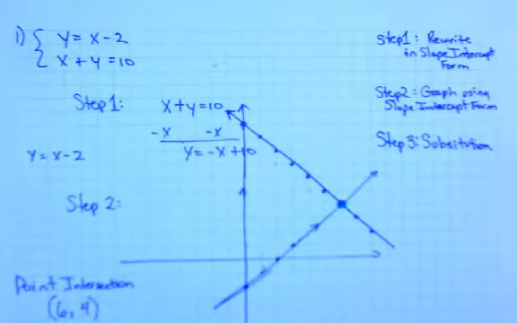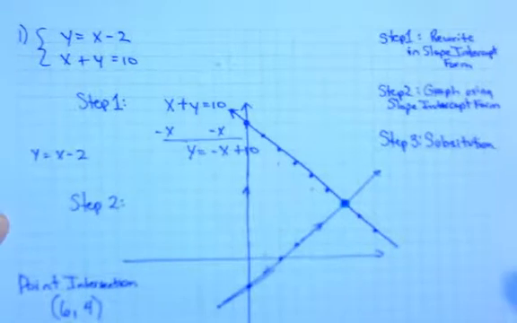3-1 Form G, solving systems of linear equations using tables and graphs. This is it using graphs. I'm going to give you examples, odd examples 1, 3, 5, 7, 9, and 11.